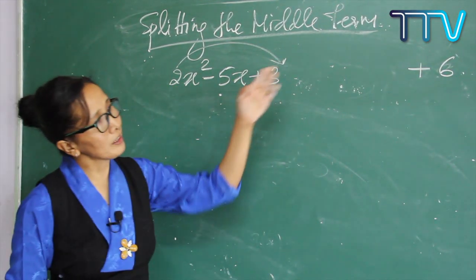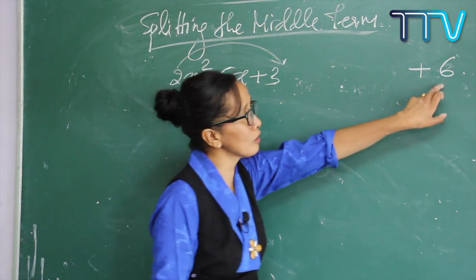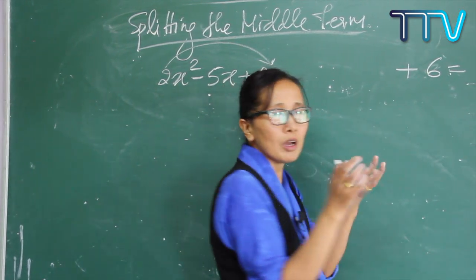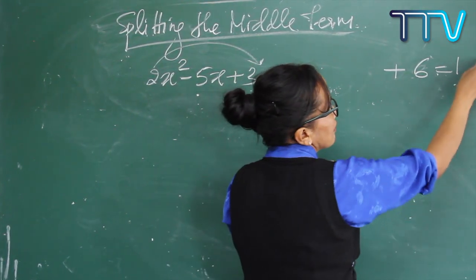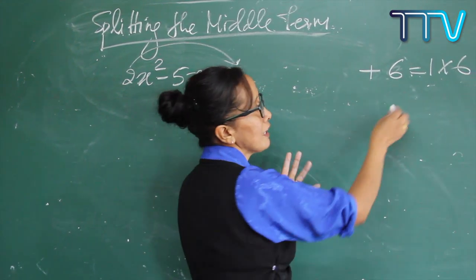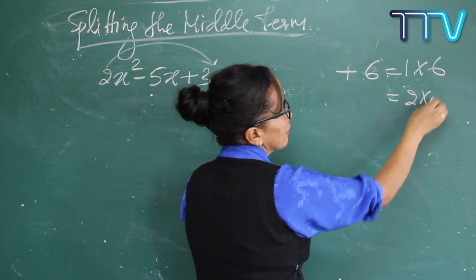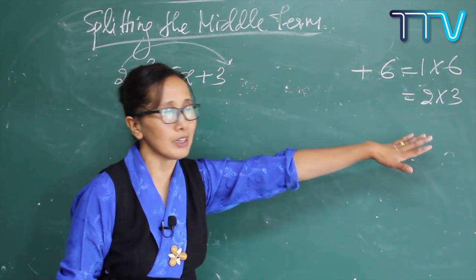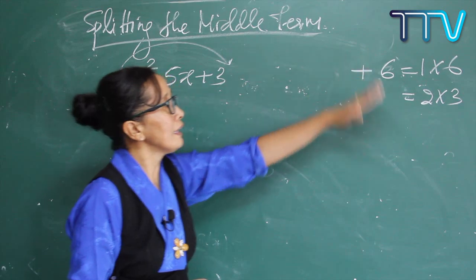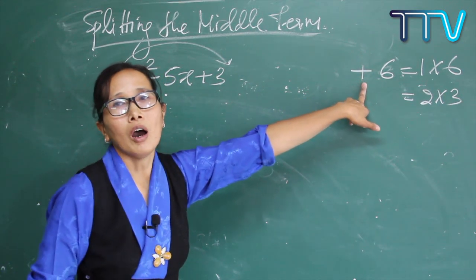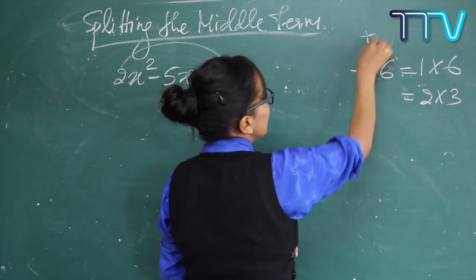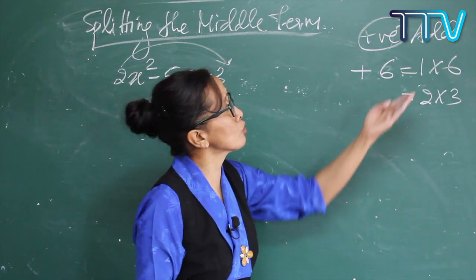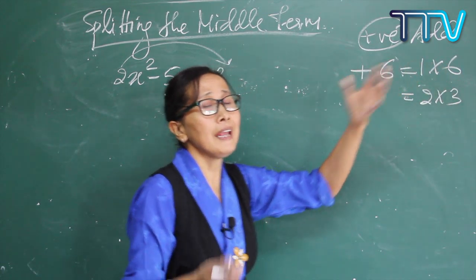After that, you have to find the factors of this particular number. What are the factors of 6? 1 multiplied by 6, you are getting 6. Is there any other factor? 2 multiplied by 3, you are getting 6. So these are the factors of 6. After getting the factors of 6, you have 2 pairs of numbers. And then see here, your sign is positive. If it is positive, what does it mean? You have to add up those 2 factors and they should give the middle one.